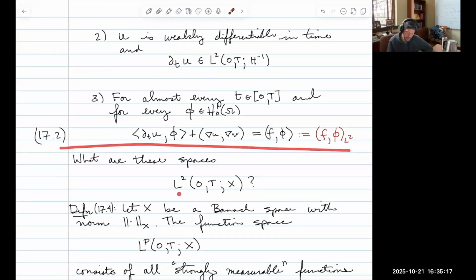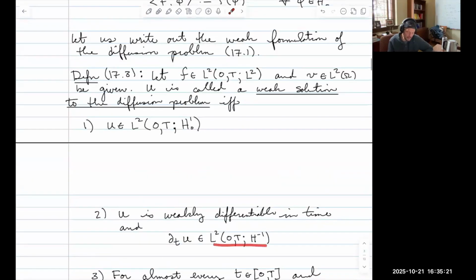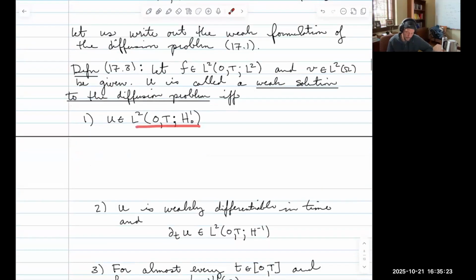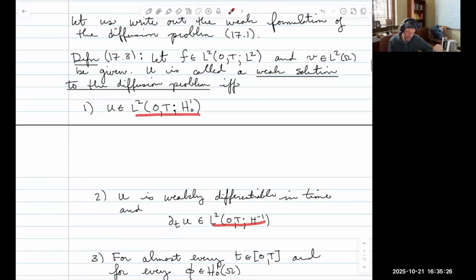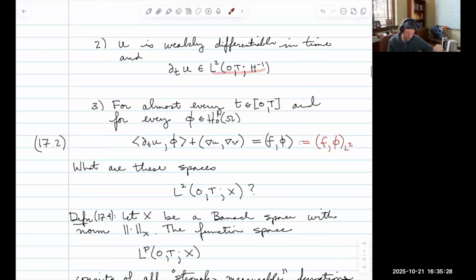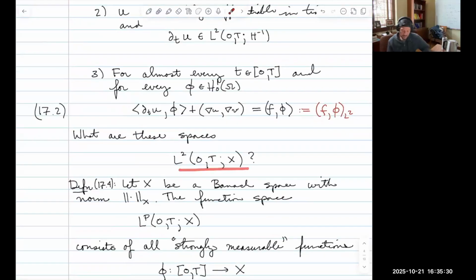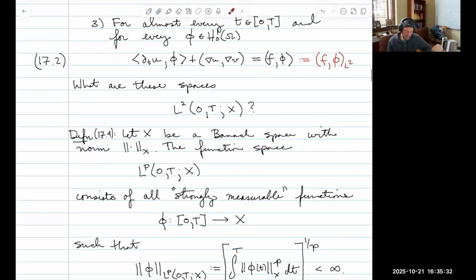All right, now what are these functions? What are these spaces here? I wrote a few of these in my definition, and here. So what do they mean? What do these spaces indicate? So here's what they indicate.